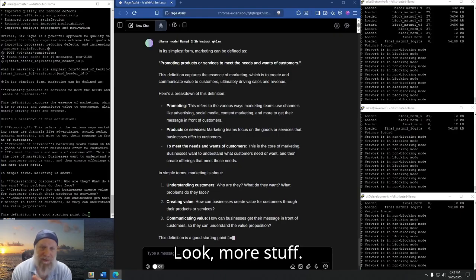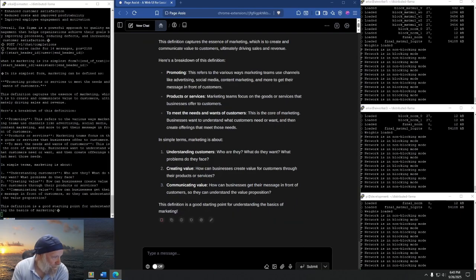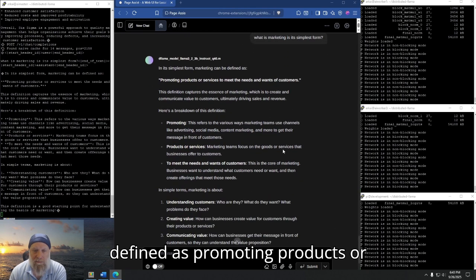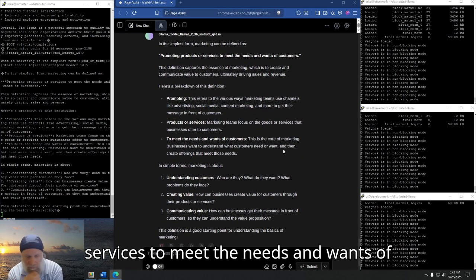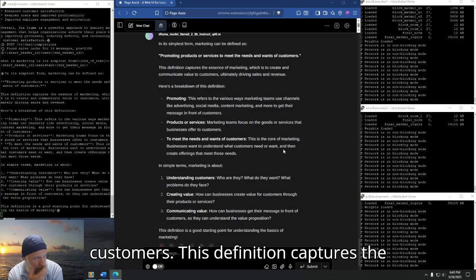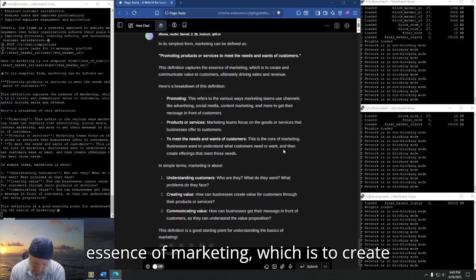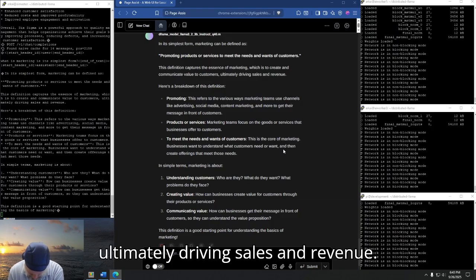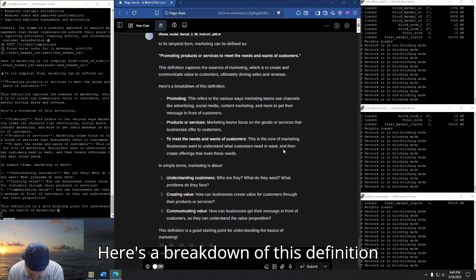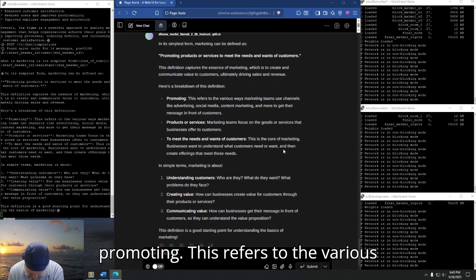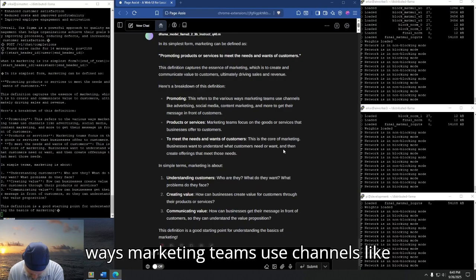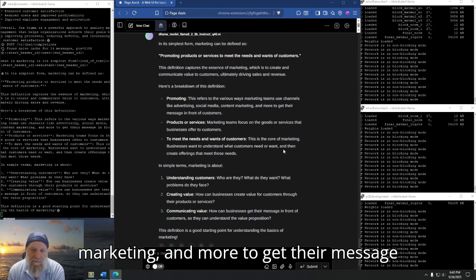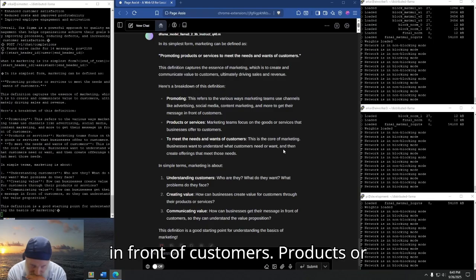Look, more stuff. In its simplest form, marketing can be defined as promoting products or services to meet the needs and wants of customers. This definition captures the essence of marketing, which is to create and communicate value to customers, ultimately driving sales and revenue. Here's a breakdown of this definition. Promoting: this refers to the various ways marketing teams use channels like advertising, social media, content marketing, and more to get their message in front of customers.